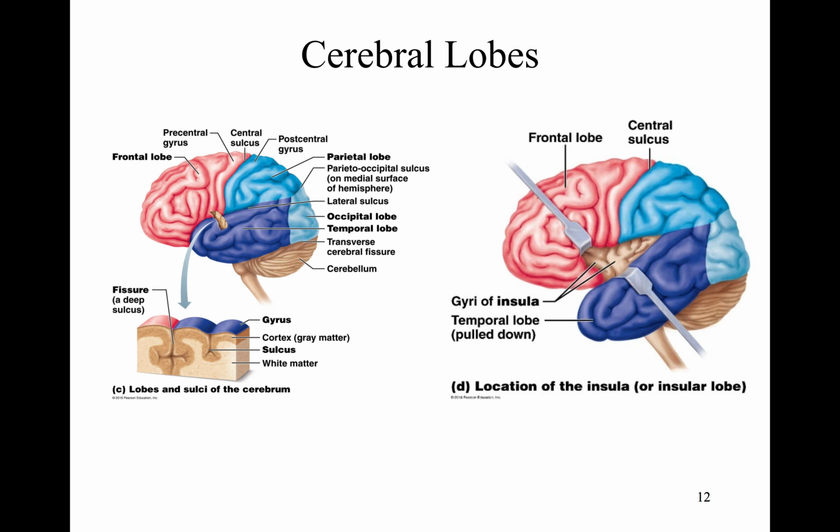So if I flip back 2 slides here, the cerebral cortex can be divided into a couple of different lobes. We've got the frontal lobe, the parietal lobe, the occipital lobe, the temporal lobe, and then if you pull back the frontal lobe and the temporal lobe, you'll then reveal the insular lobe. So frontal, parietal, occipital, temporal, and insular lobe. So we can talk about our cerebral cortex by dividing it into different lobes.